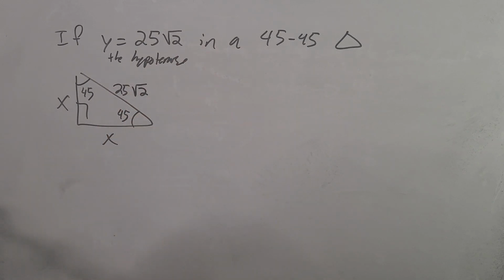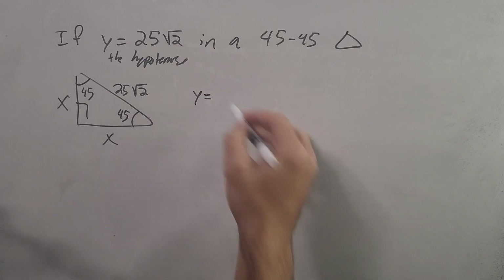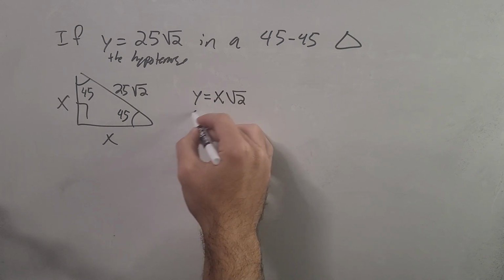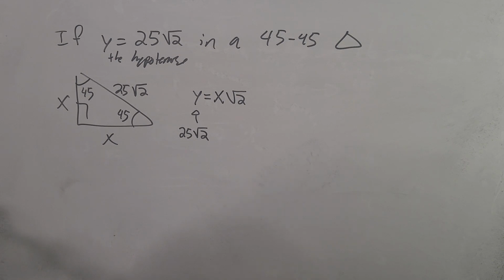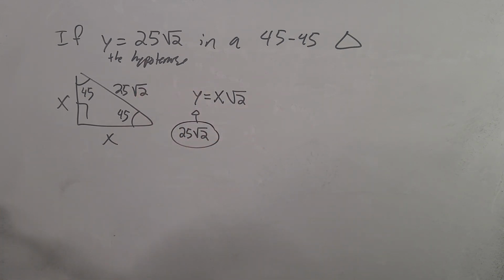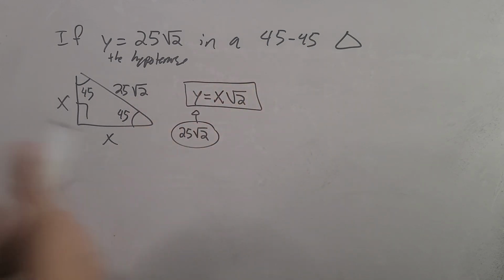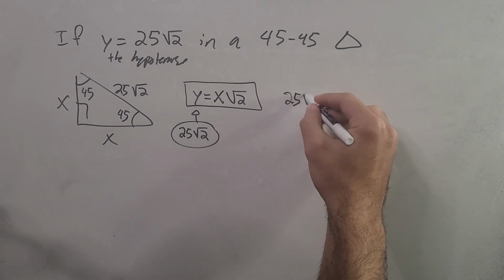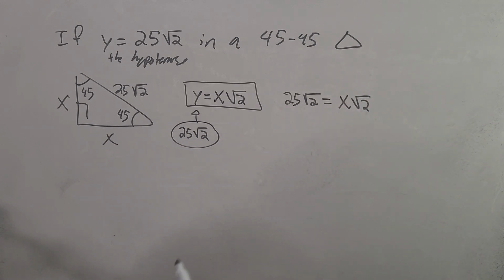Well, what do we know about the relationship between the hypotenuse and the legs? We know that the hypotenuse is going to be equal to x square roots of 2. We also know that y is a certain number, 25 square roots of 2. It's not a pretty number, but we could just substitute the letter y for the number that they gave us. Building this equation is very important, and all I'm doing is remembering the rules of a 45-45 triangle. We have 25 square roots of 2 is equal to x square roots of 2. So essentially we want to solve for x.